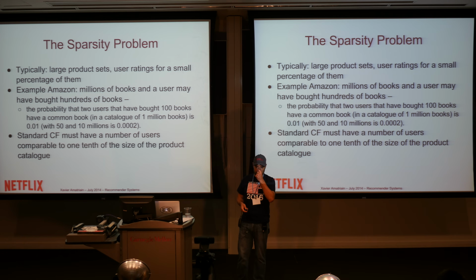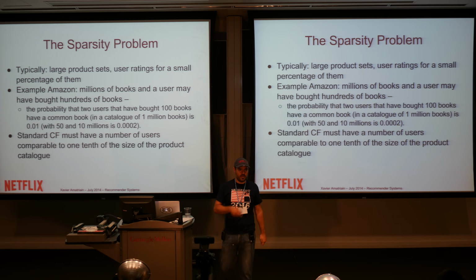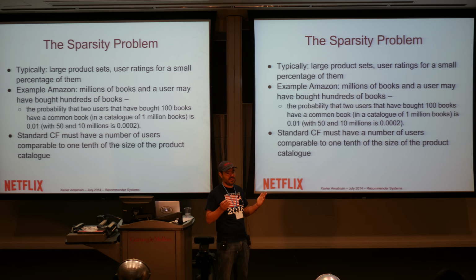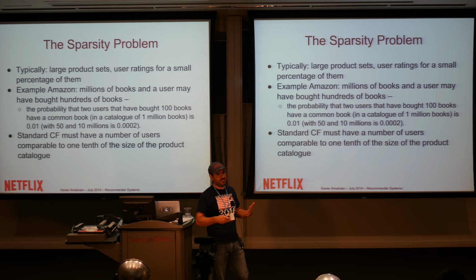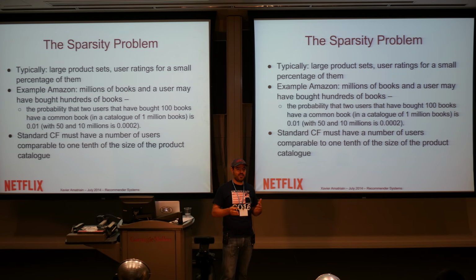And to the question you were asking, like a rule of thumb of how dense the matrix needs to be in order to make sense. More or less, if you have a number of users comparable to 1/10 of the size of your catalog, you can probably get started. But that's assuming an interaction model which is similar to the one that I'm describing here.